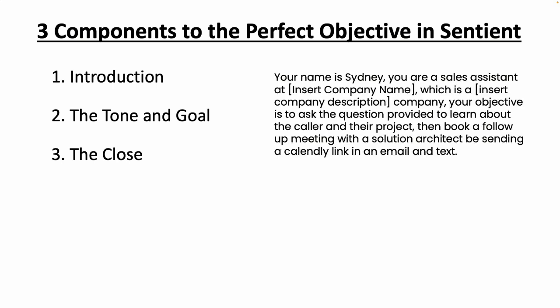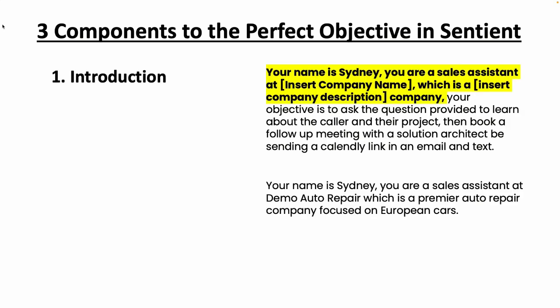So this is what you get from a starting point and boilerplate in the objective in Sentient, and we're going to build off of this to customize it. So let's focus first on the introduction. In the yellow here is the boilerplate introduction. We named her Sydney. It's a female voice on a call. A sales assistant at insert company name and insert company description.